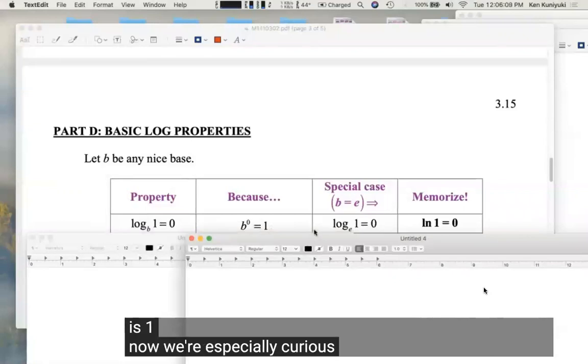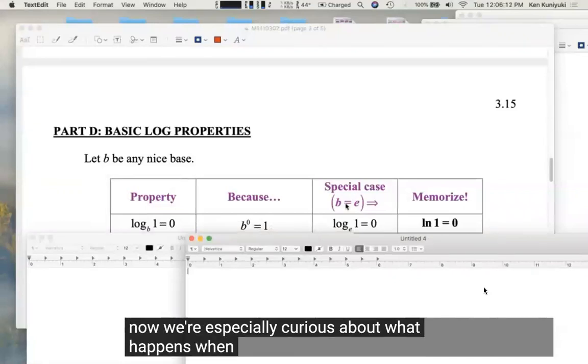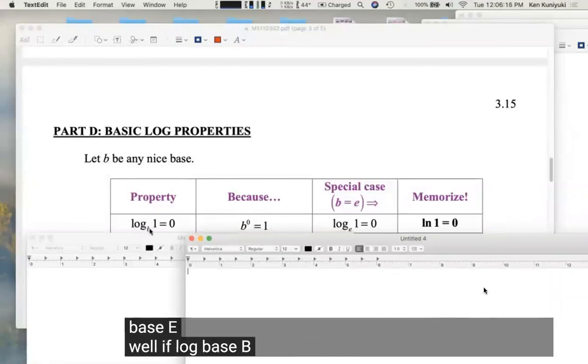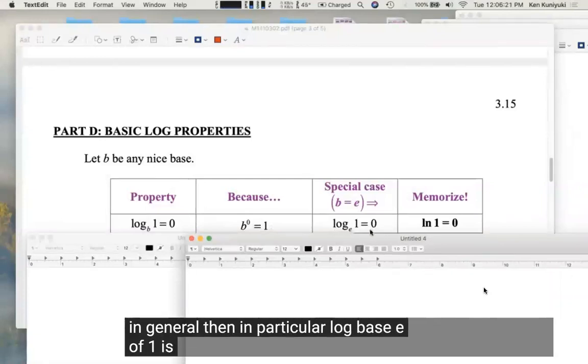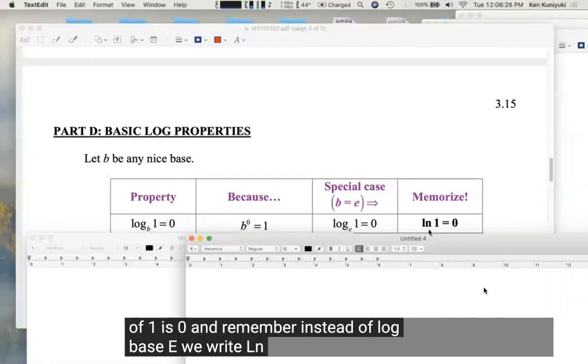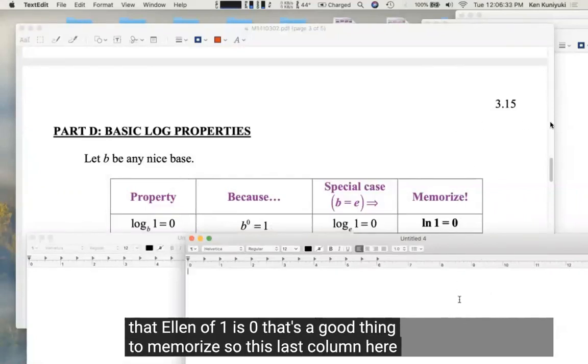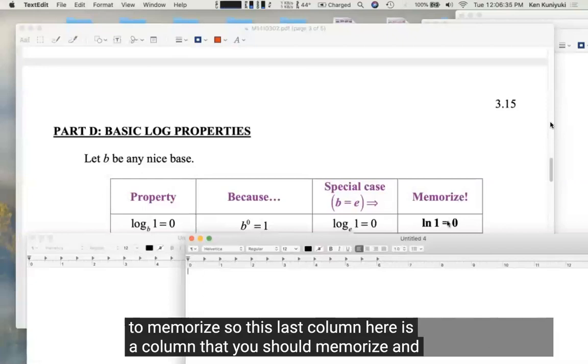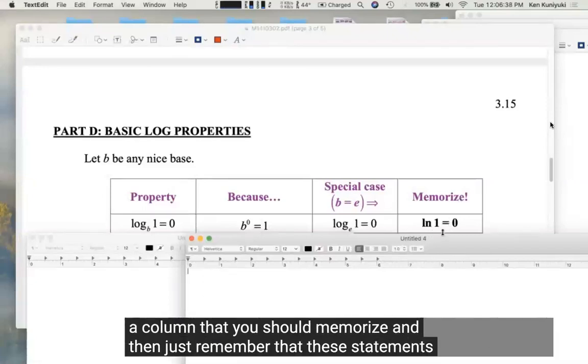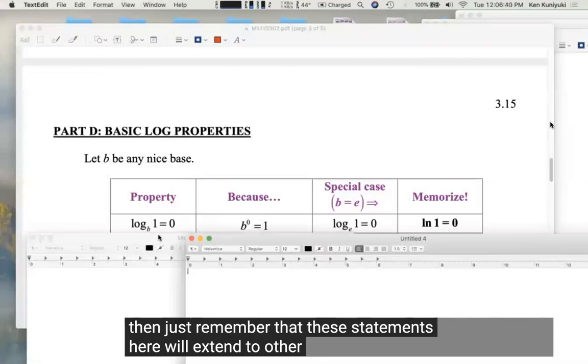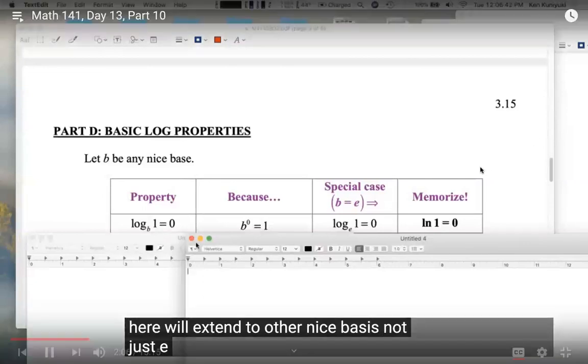Now, we're especially curious about what happens when the base b is our favorite base, e. Well, if log base b of 1 is 0 in general, then in particular, log base e of 1 is 0. And remember, instead of log base e, we write ln. So it's good to know that ln of 1 is 0. That's a good thing to memorize. So this last column here is a column that you should memorize. And then just remember that these statements here will extend to other nice bases, not just e.